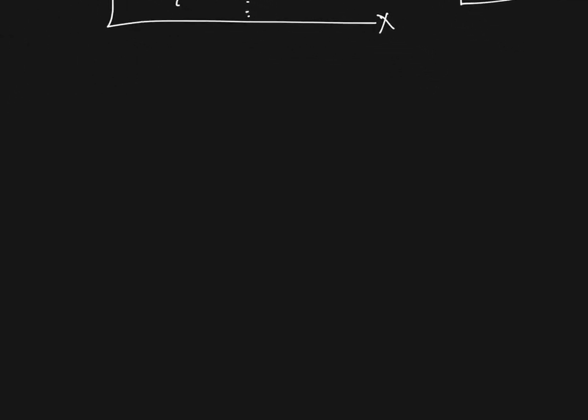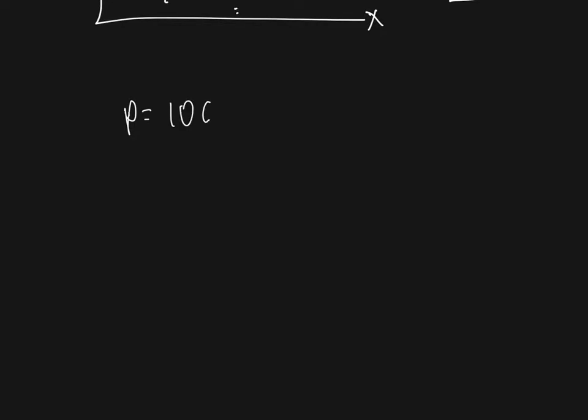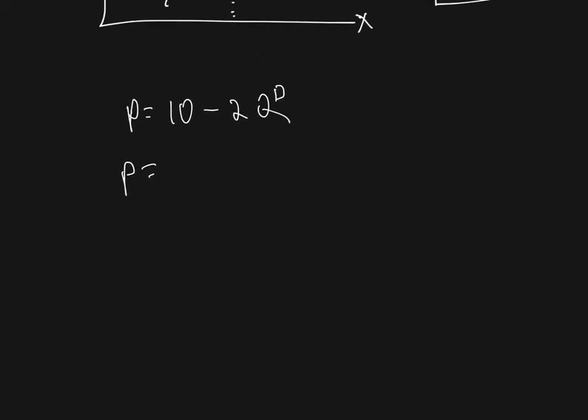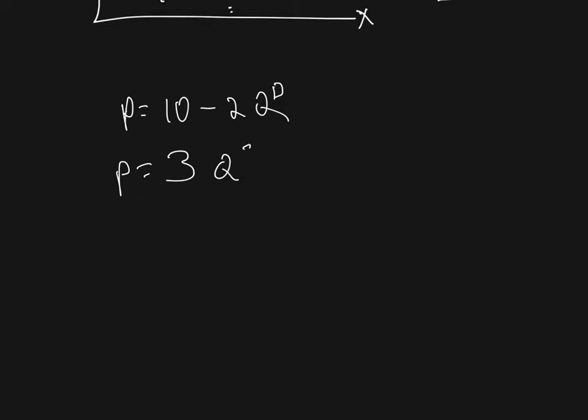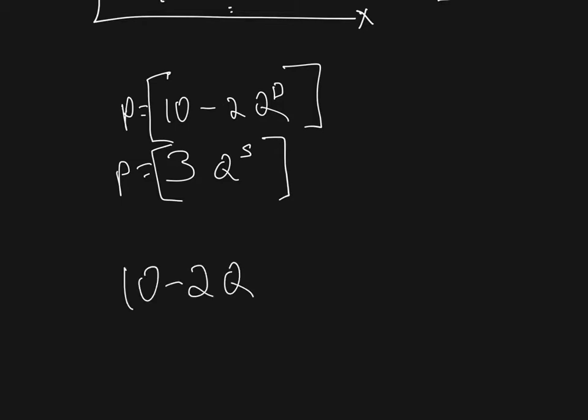Okay, so coming back to our original example, you have two equations. We have price is equal to 10 minus 2Q demanded, and price is equal to 3Q for supply. So we're going to set those two equal to each other. So we're going to set this part equal to this part. All right, so then we get 10 minus 2Qd is equal to 3Qs.